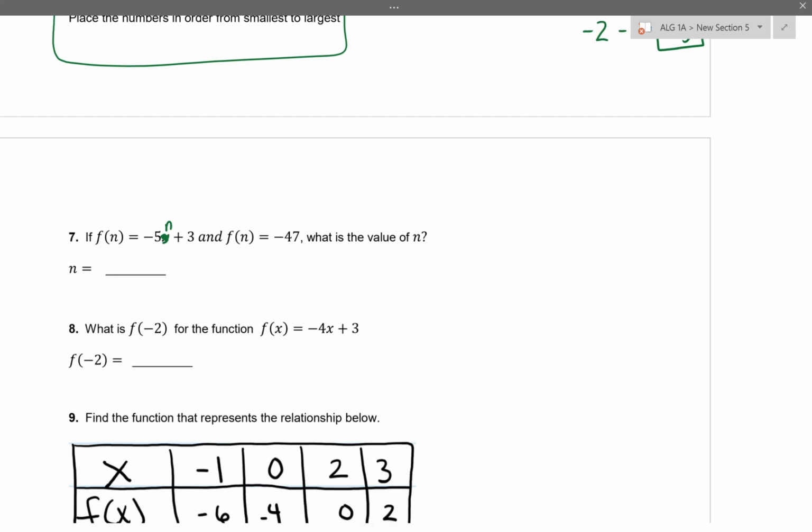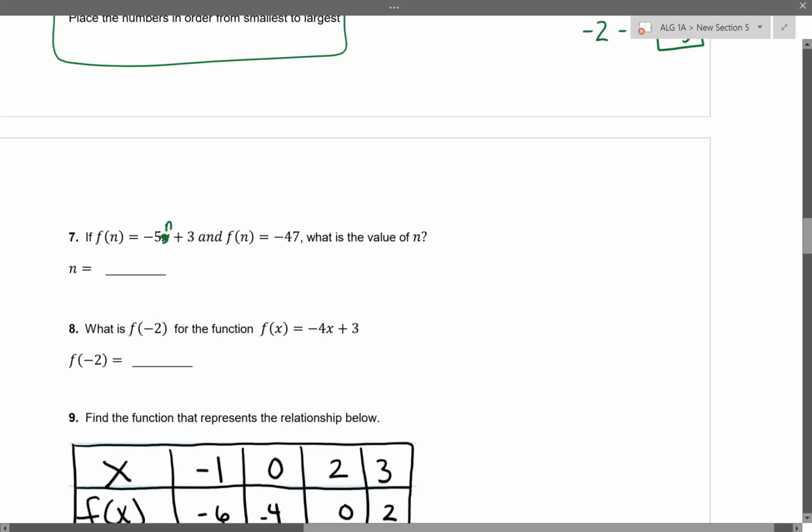Okay. So if f of n equals negative 5n plus 3 and f of n equals negative 47, what is the value of n? So what does this mean? This is saying that if f of n equals negative 47, what is n? So I'm going to replace my answer with negative 47. So how is that going to look? Well, instead of f of n being here, I'm going to put negative 47. So I'll reteach that right now.